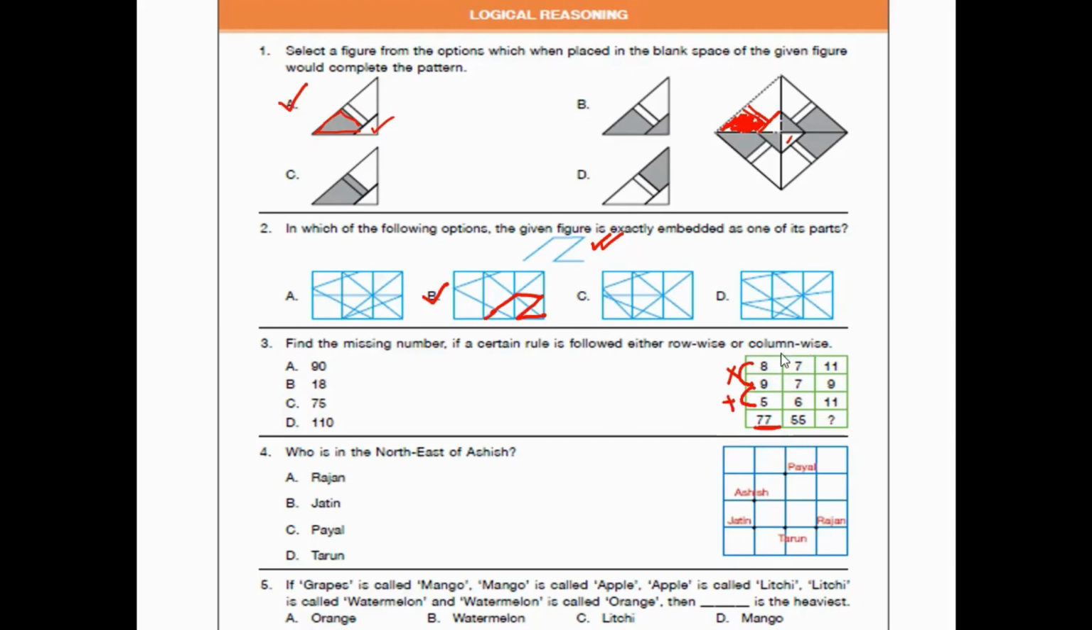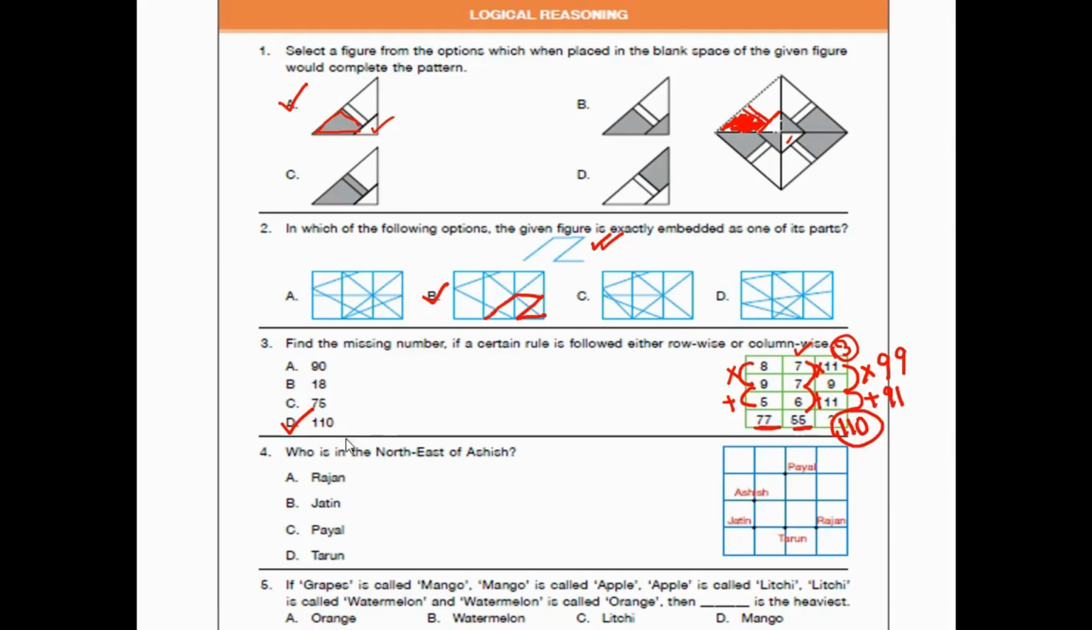We'll do the same thing for the next column, column number 2. 7 into 7 is 49. 49 plus 6 is 55, right? The same thing we have to do for the third column as well. In this third column, 11 into 9 is 99, plus 11. 99 plus 11 is 110. So the correct answer here is 110. So D is the correct answer, right?